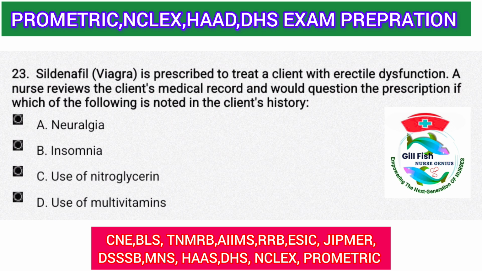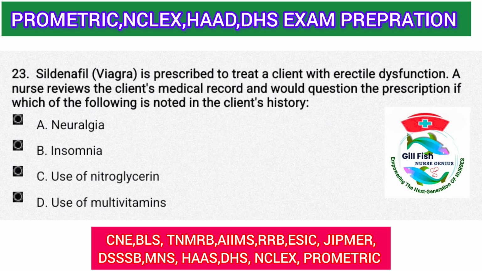Next question. Sildenafil, that is Viagra, is prescribed to treat erectile dysfunction. A nurse reviews the client's medical record and would question the prescription if which of the following is noted in the client history? Option A, neuralgia. Option B, insomnia. Option C, use of nitroglycerin. Option D, use of multivitamin. So before giving Viagra, that is what you have to ask the client. It is option C, use of nitroglycerin. So that will be the correct answer for this question.